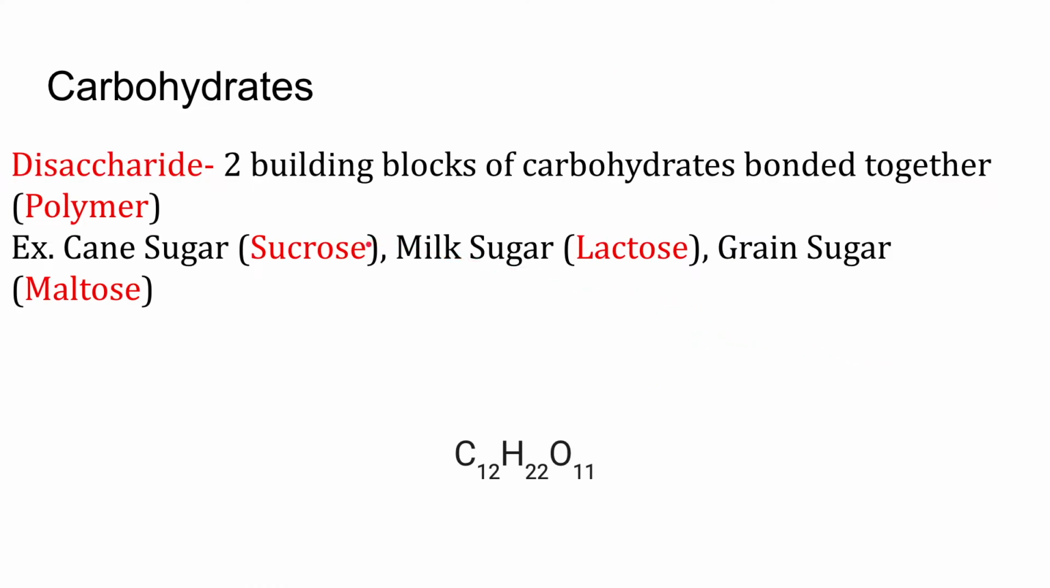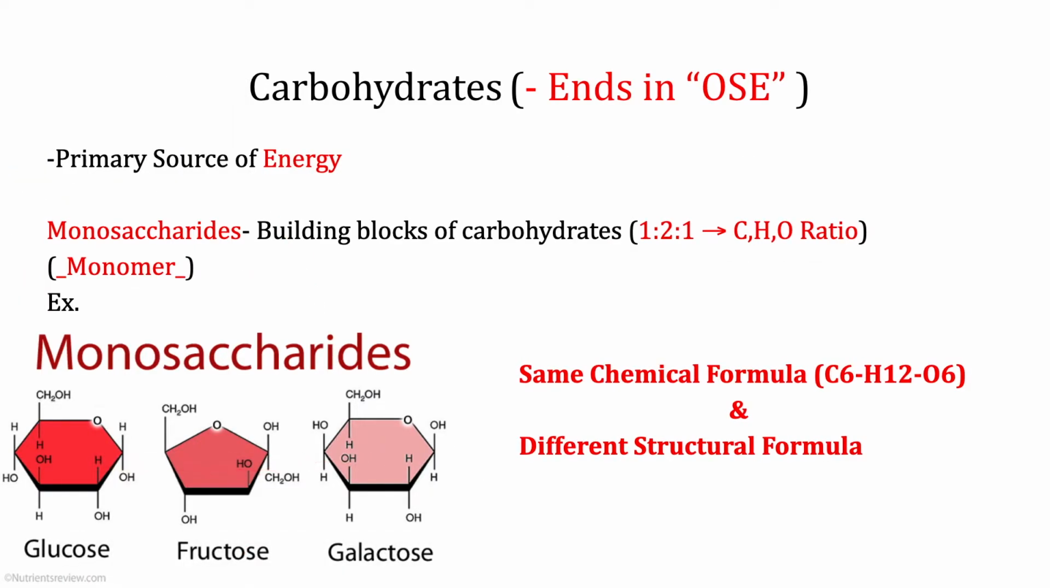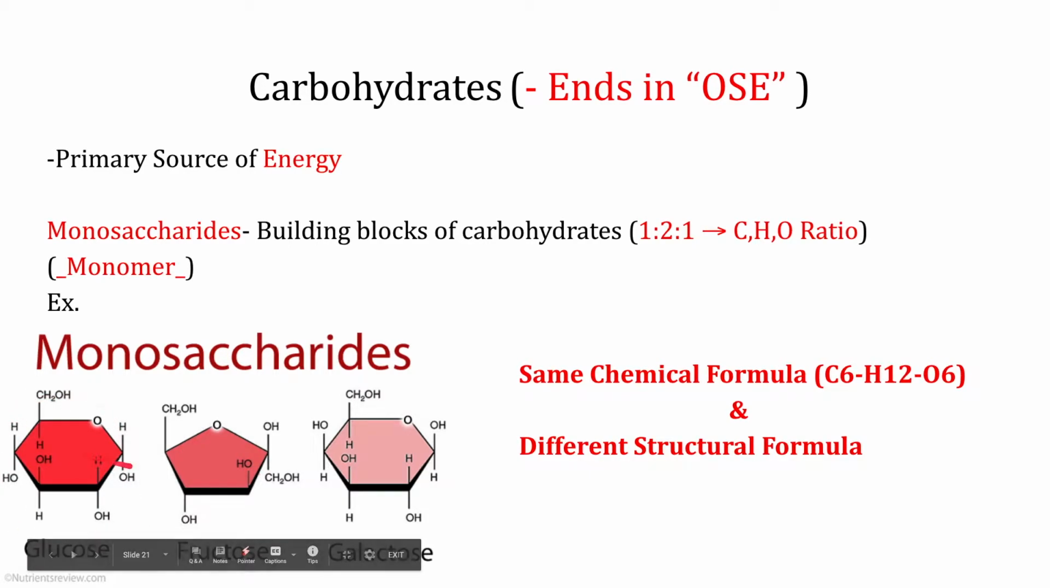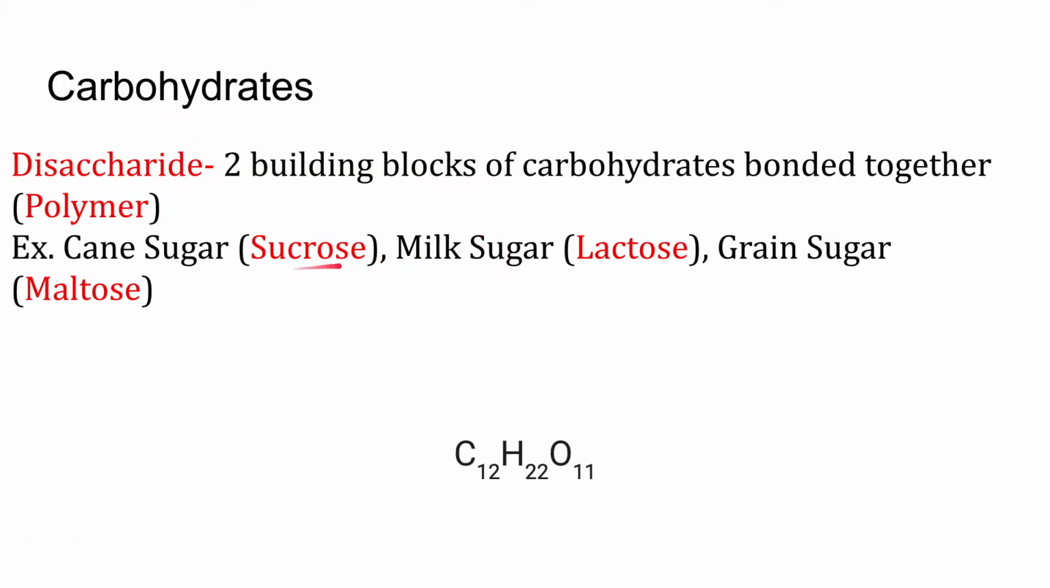And we looked at how when you want to make a disaccharide, or when you want to stick 2 of these building blocks together, such as in sucrose or table sugar, that's when you stick a glucose and a fructose together to make a disaccharide, a polymer. Sucrose is the example I was just saying; milk sugar, lactose, and grain sugar, maltose, are all disaccharides, or 2 building block polymers of sugar.